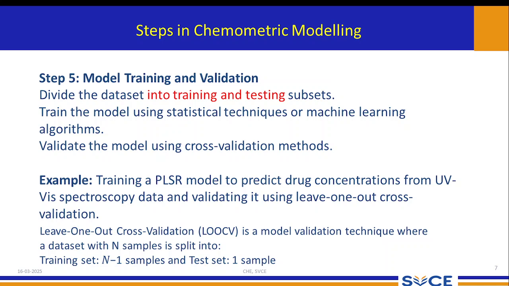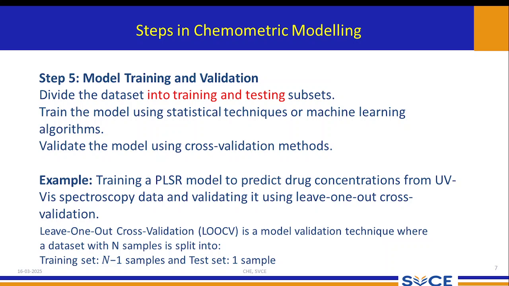Divide the data set into training and testing subsets. For example, if you have 100 data points, give almost 80% of the data for training and the remaining 20% for testing. Train the model using statistical techniques or machine learning algorithms. Validate the model using cross validation methods. That is very important.